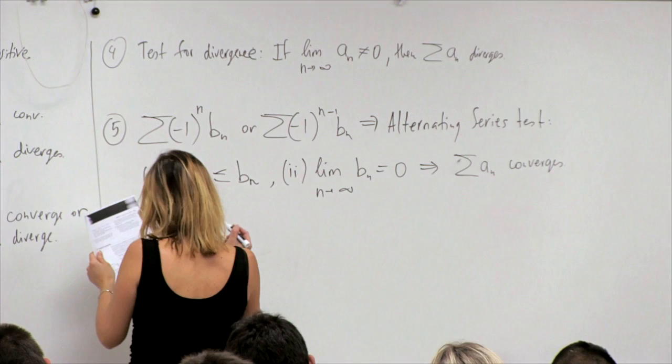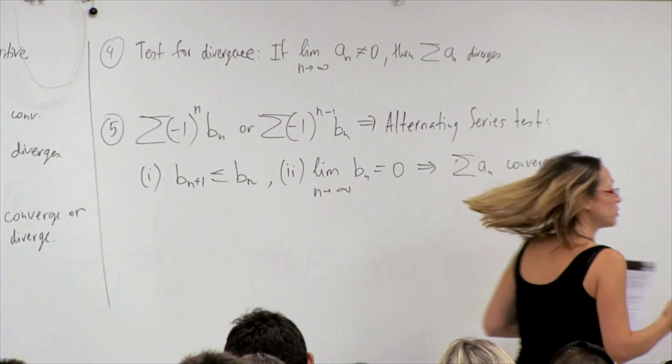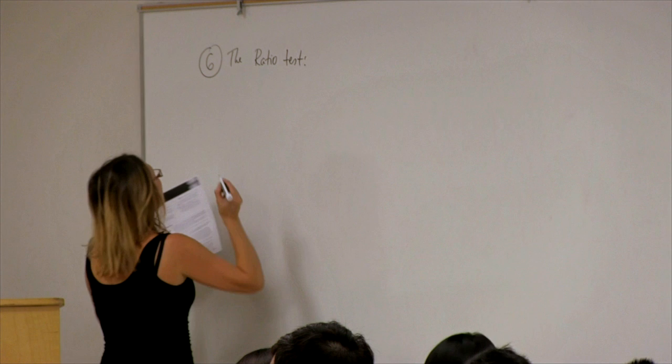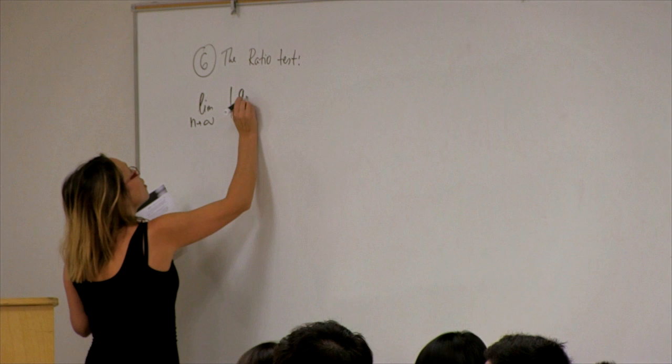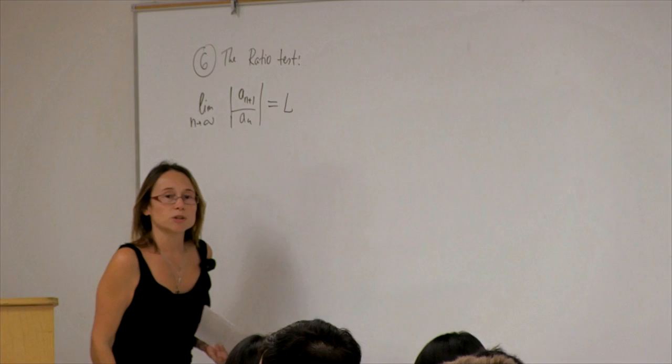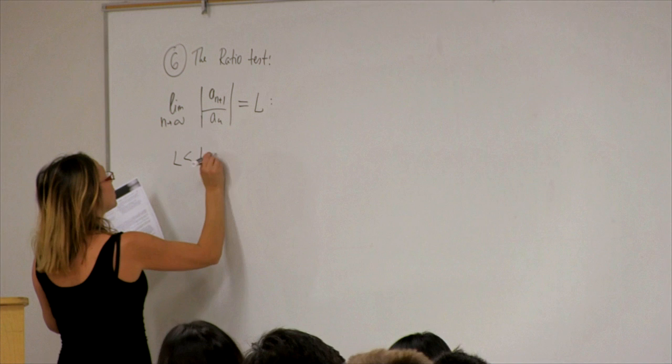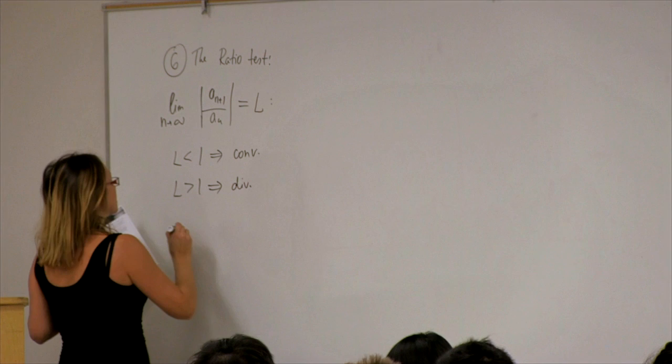The ratio test. There are three more tests. Okay, so six is the ratio test. So here we're looking for the limit as n goes to infinity of the absolute value of the next term divided by the previous. So let's suppose it's equal to L. Depending on L, we have convergence, divergence, or we don't know. So if L is less than 1, it converges. Greater than 1, diverges. L equals 1, the test is inconclusive.